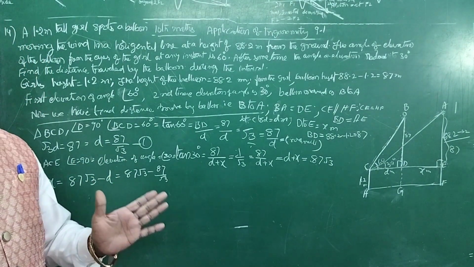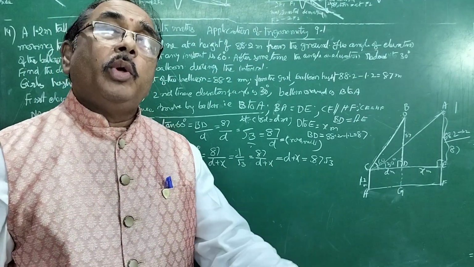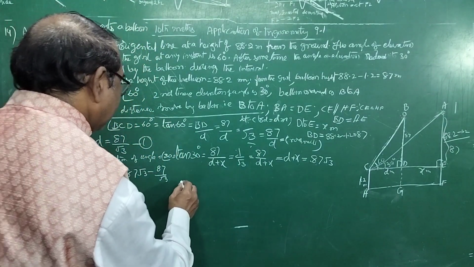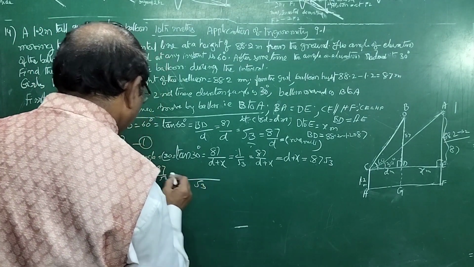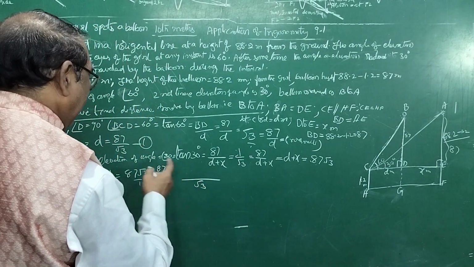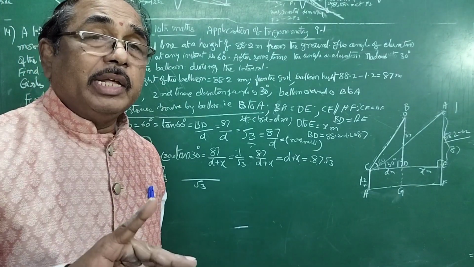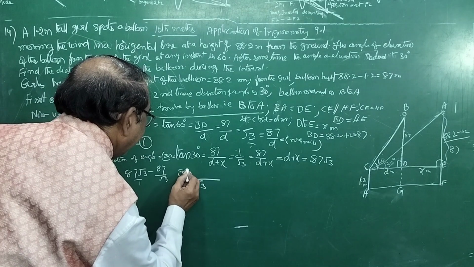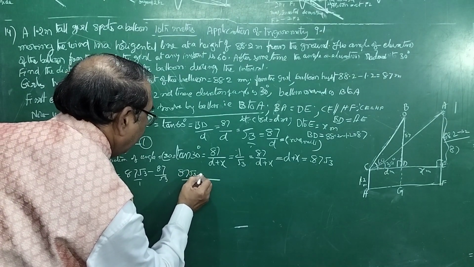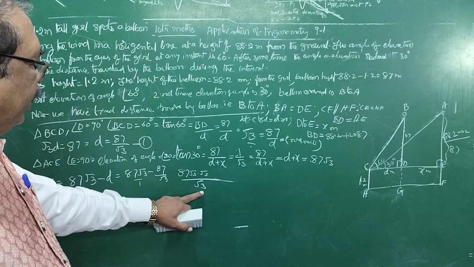Now fractions. If we want to add or subtract the fractions, what do we have to do? We have to find the LCM. Now let us find the LCM here. For 1 and root 3, the LCM is root 3. 1 goes into root 3 how many times? Root 3 times. Root 3 into 87, 87 root 3, into root 3.